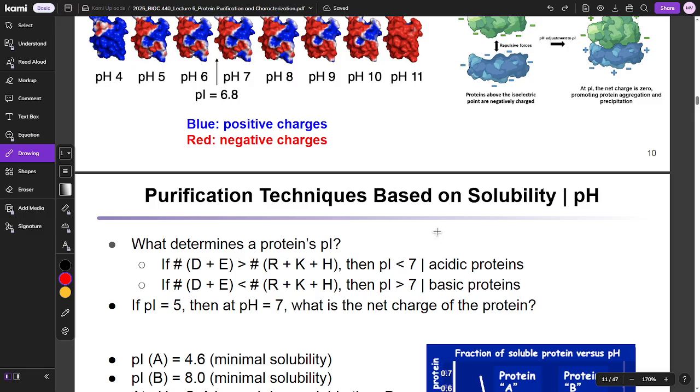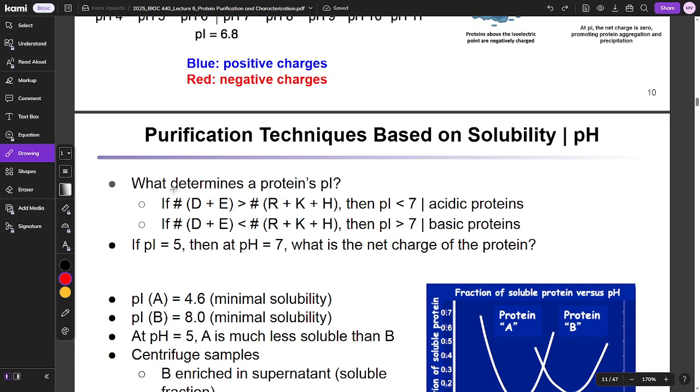Okay, if we look here, the important thing is to realize that D and E are the only acidic amino acids, and then R, K, and H are basic. So arginine, lysine, histidine versus aspartate and glutamate. If the number of acidic residues, aspartate and glutamate, is higher than basic residues, then the pI is less than 7.